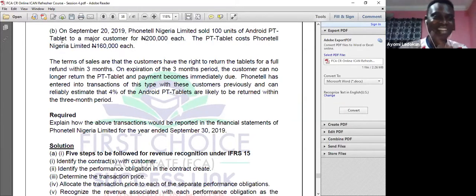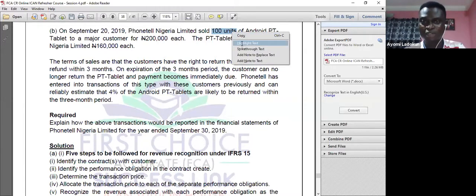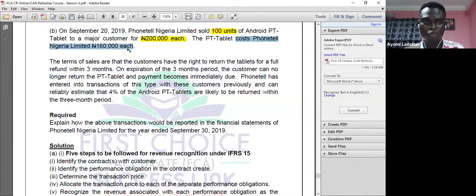Remind me. Now, in September 2019, Fontel Nigeria Limited sold 100 units. Let me be highlighting it as I'm reading so that it will be faster for us. 100 units of Android tablet to a major customer at 200,000 each. The tablet costs Fontel how much? 160,000 each.